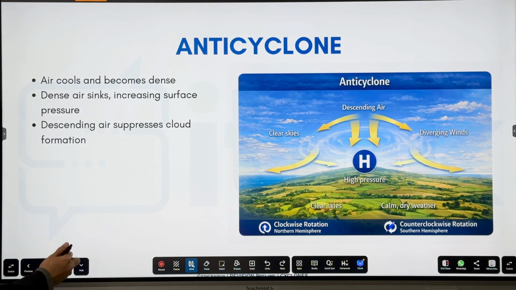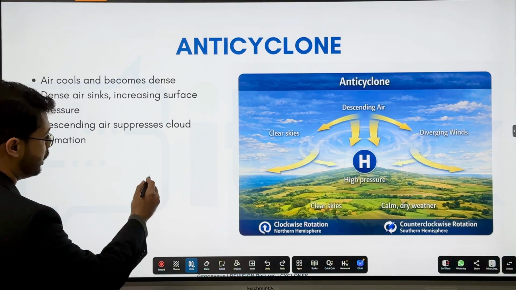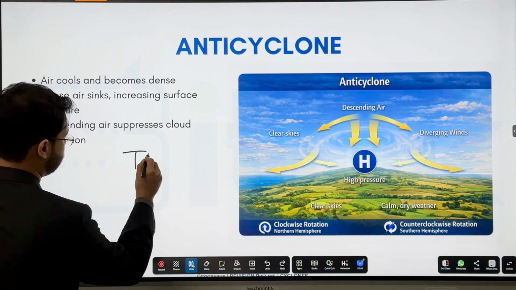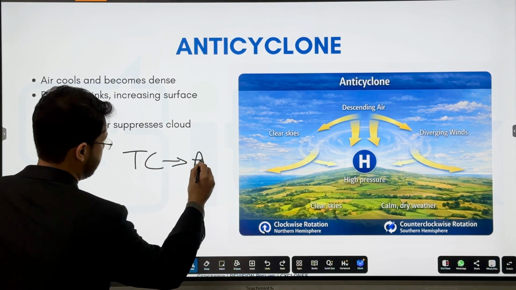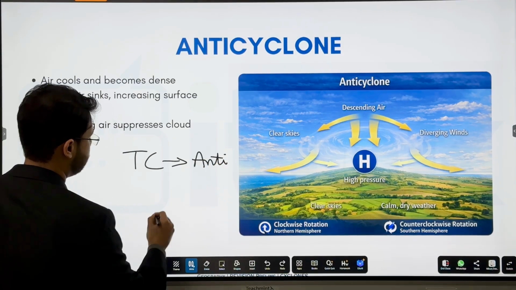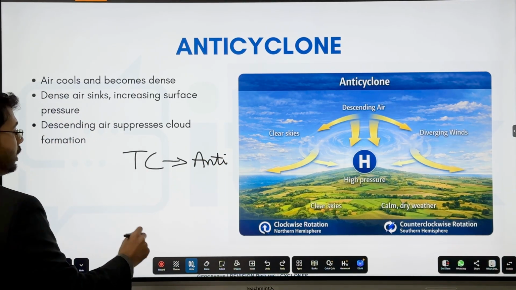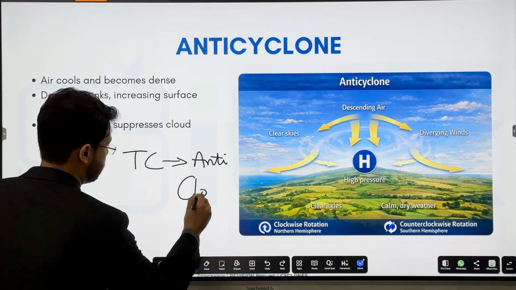The movement of air over here is also the opposite. Like movement of air in a tropical cyclone is anti-clockwise in the Northern Hemisphere. In the case of anticyclone, it is clockwise in the Northern Hemisphere.